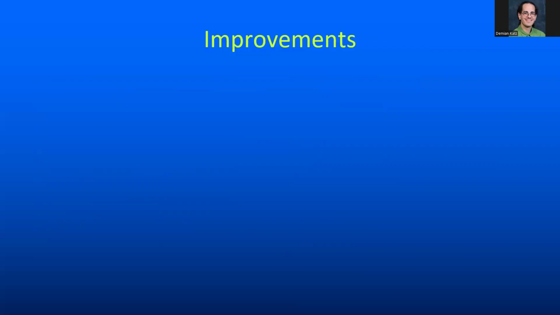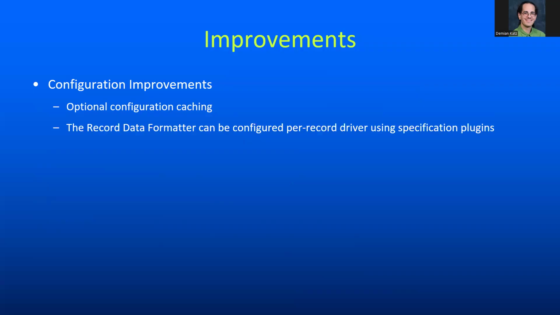In addition to totally new features, there are also a number of improvements. Let's start with some configuration improvements. We've added some optional caching functionality to improve the speed of configuration loading if you turn it on. We've made the record data formatter more configurable. So now, instead of having a global configuration, you can also configure it in connection with specific record drivers, so different types of records can display different sets of fields.